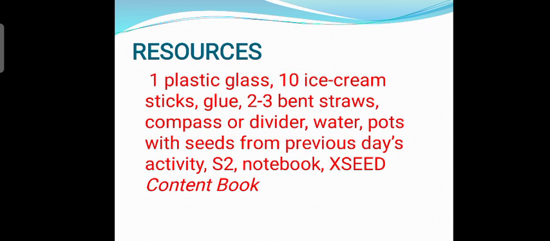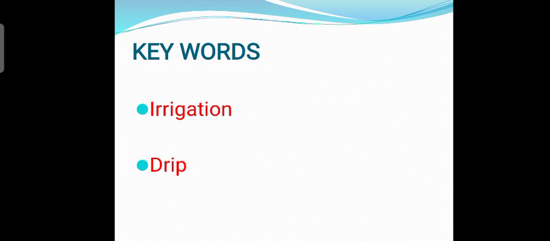The resources for the activity are 1 plastic glass, 10 ice cream sticks, glue, 2-3 bent straws, compass or divider, water, pots with seeds from previous day's activity. Students, you have to take the same pot which you made or prepared in the LP1. Apart from this, you need S2, science notebook and Exceed content book. The keywords are irrigation and drip.